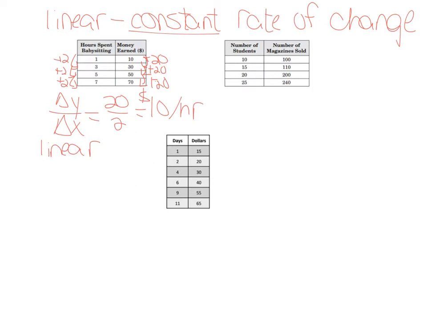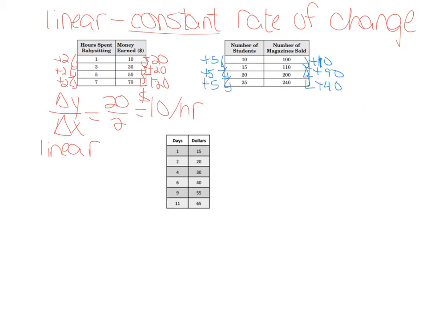Now, this next one, we have students and the number of magazines sold. So we're going to find our change in y and our change in x. So 100 to 110 is plus 10. 110 to 200 is plus 90. And 200 to 240 is plus 40. Now, this looks suspicious, but let's check our change in x. 10 to 15 is plus 5. 15 to 20 is plus 5. 20 to 25 is plus 5.